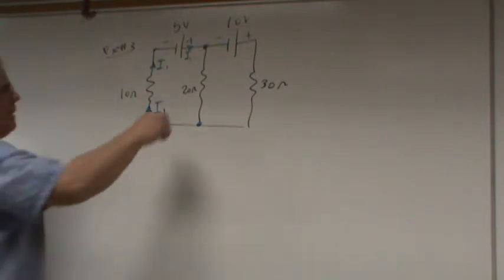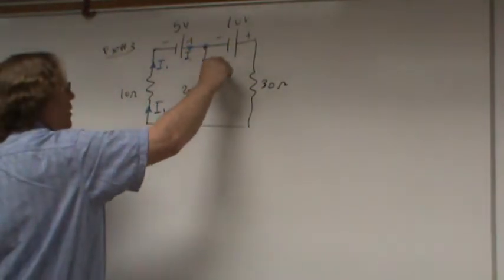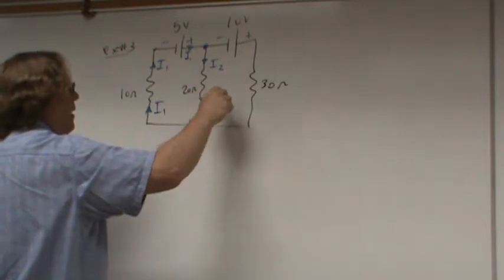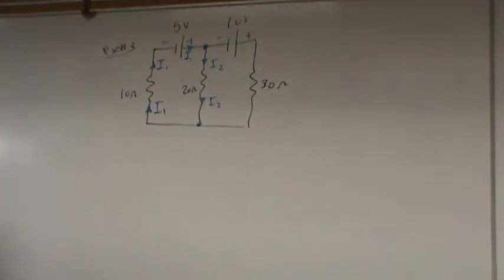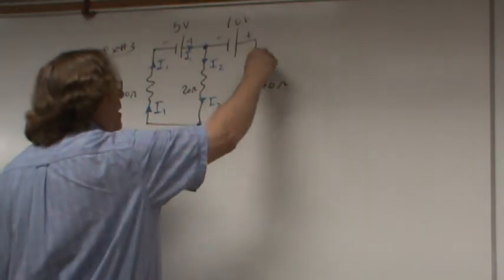Tell me, the current through the 20 ohm, do you want it to be up or down? How many people say up? How many people say down? All right, let's define it down. So I'm going to call this current I2. The current going through the 30 ohm, you want it to be up or down? How many people say up? No, one brave soul. How many people say down? Many of you. Okay, so let's go down.